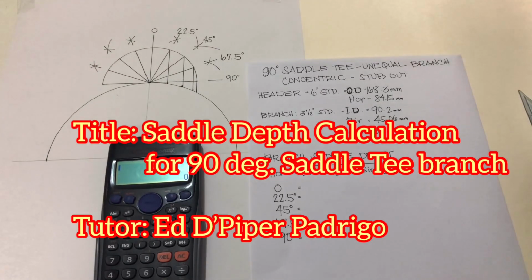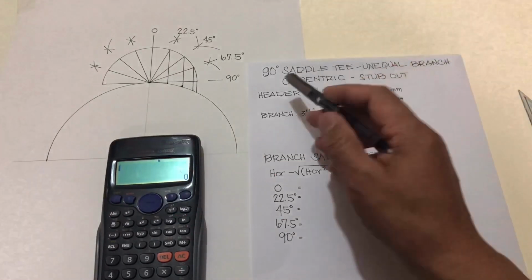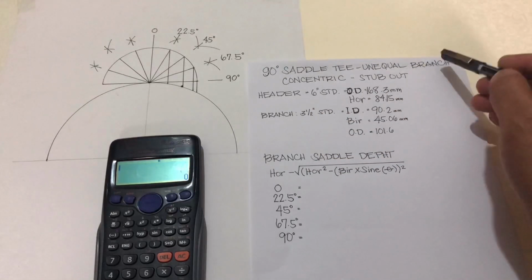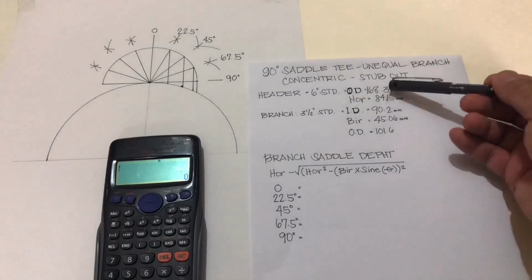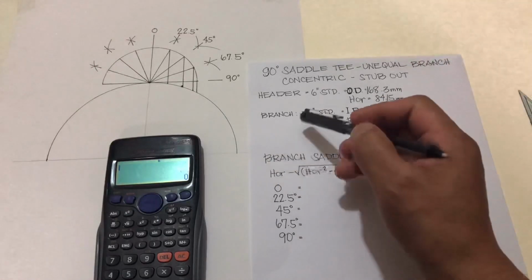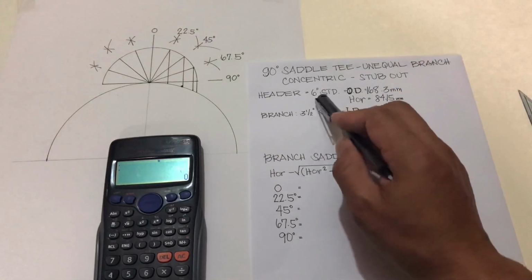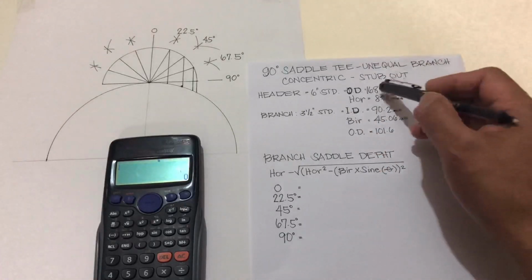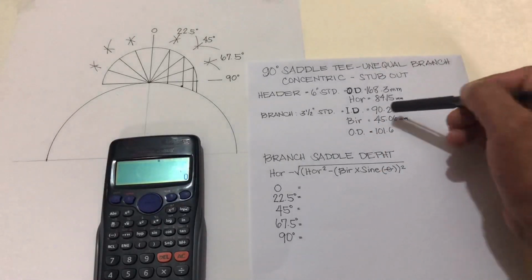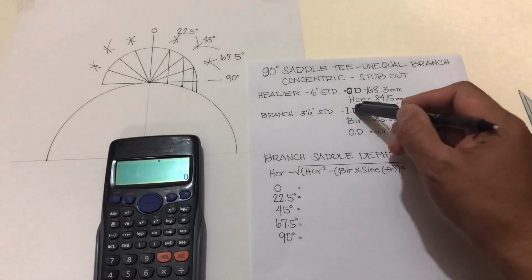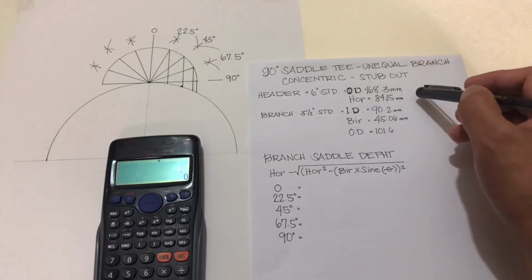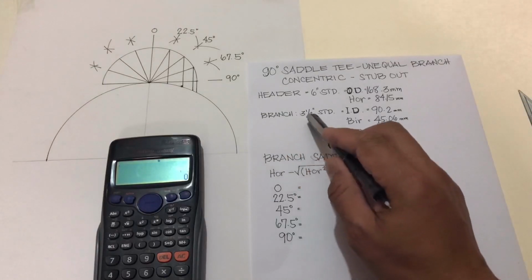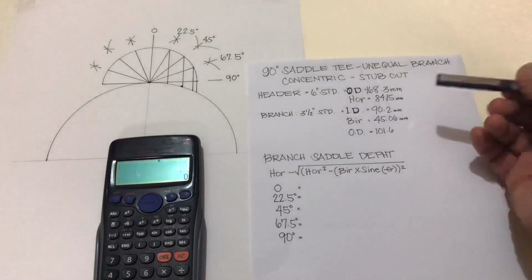Our video today is about a 90 degrees saddle T, unequal branch, concentric stub out. The size of the header is 6-inch standard, outside diameter of 168.3 millimeter, and the header outside radius is 84.15. The branch is 3.5 standard or schedule 40.